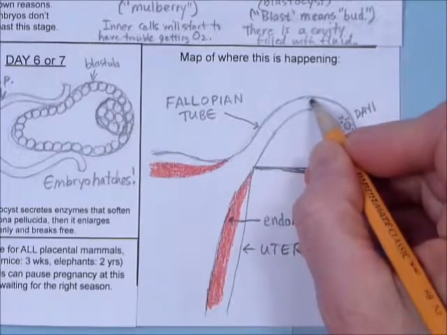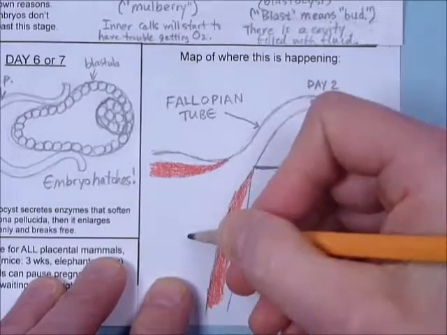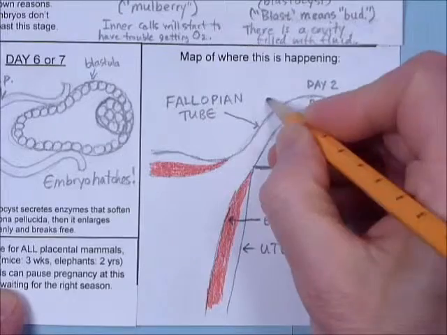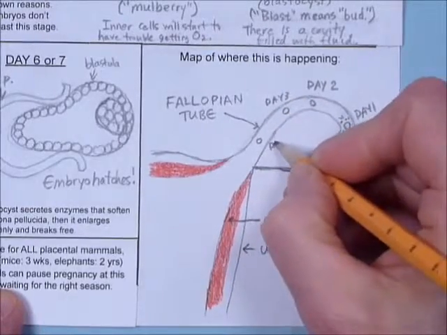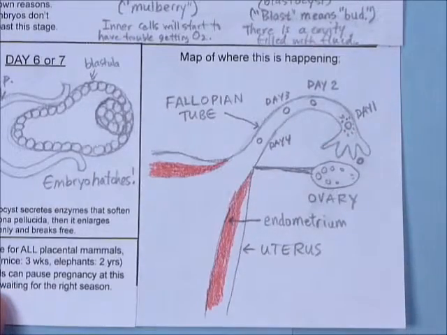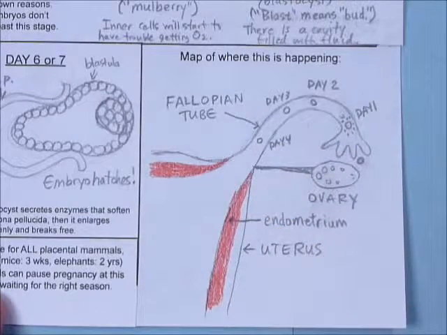So maybe about day 2, maybe it's gone that far. It has to make its way down to the uterus. And then maybe day 3 here, something like that. Maybe day 4. Now, how is it moving? Well, you might think gravity is taking it down. But gravity actually does not play a large role.